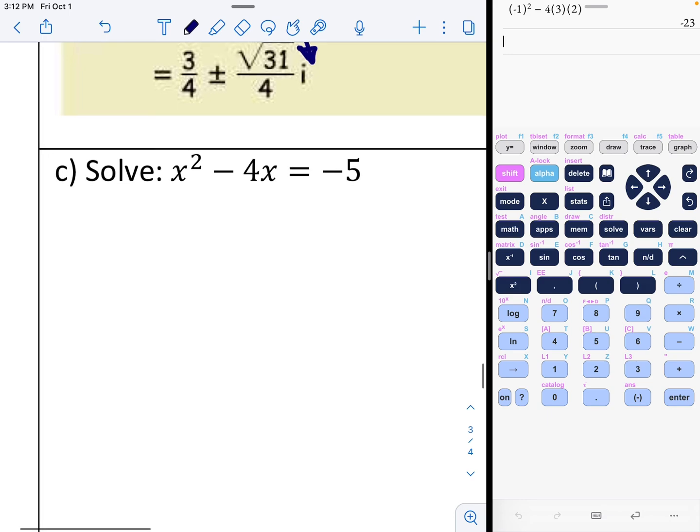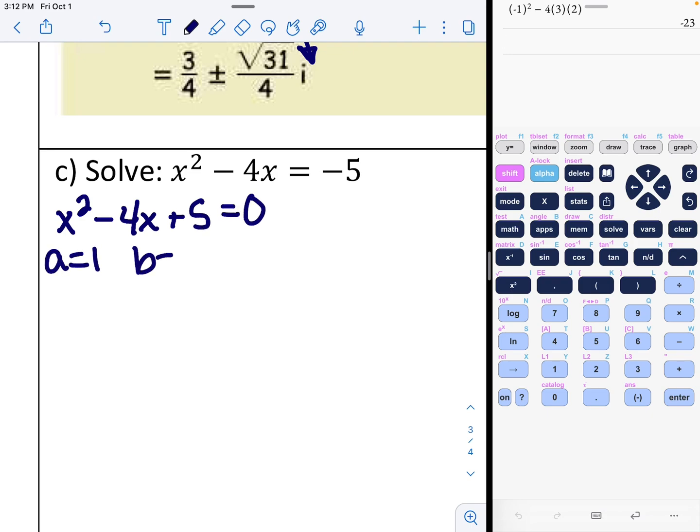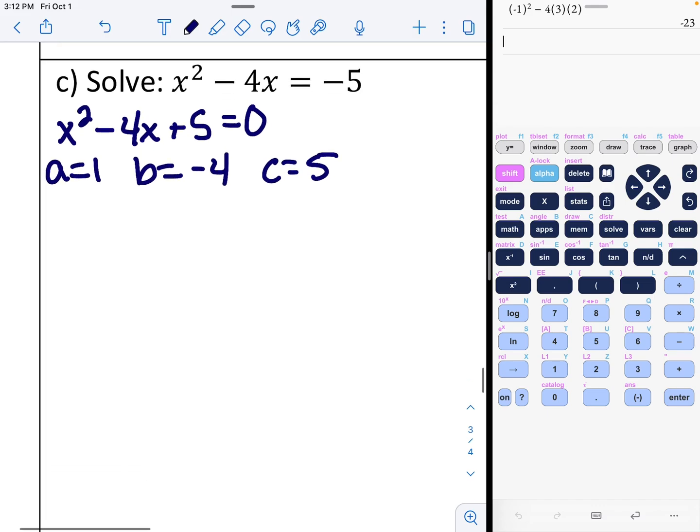Okay, let's try again. Oh, not equal to 0. We got to get that equal to 0. Okay, A is 1, B is -4, C is 5. I did that fast, so I'm going to let you catch up. And now I'm going to do our little formula.